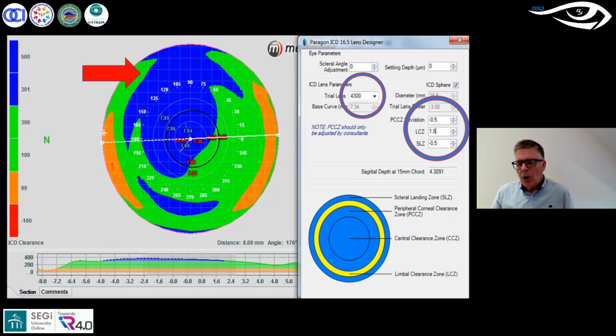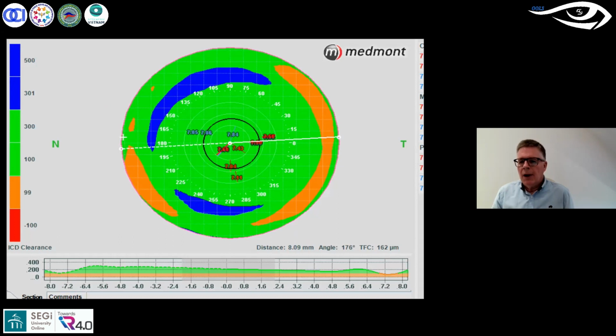So we spent a little bit more time with this one, and we were finally able to come up with this contact lens. We were able to land it at the sort of 3 and 9 o'clock positions here. We've got good clearance at the limbus, and we've managed to get rid of all the excess clearance at 12 and 9 o'clock. But this took about 6 or 7 modifications of all of the scleral parameters.